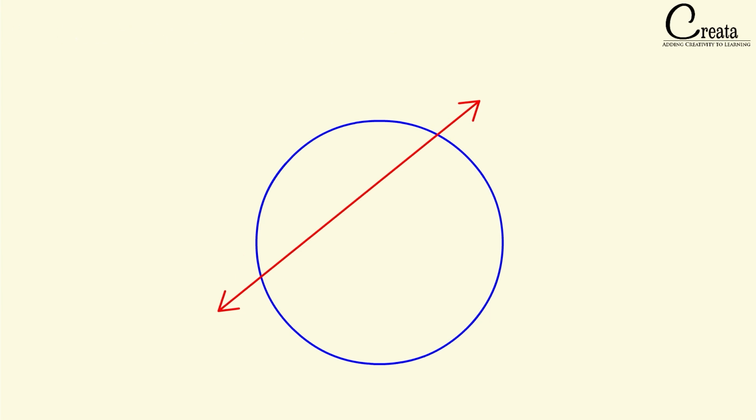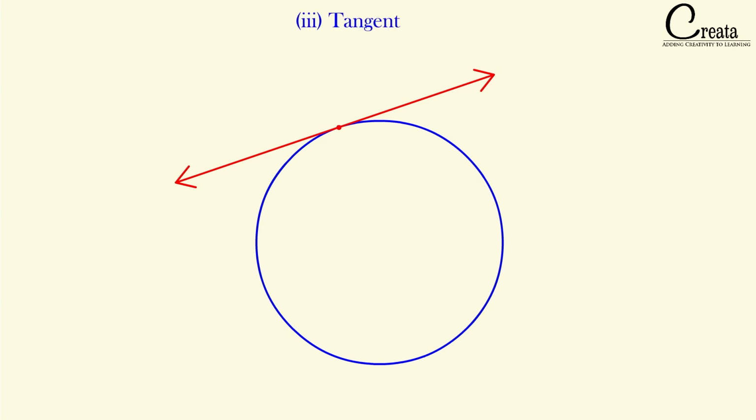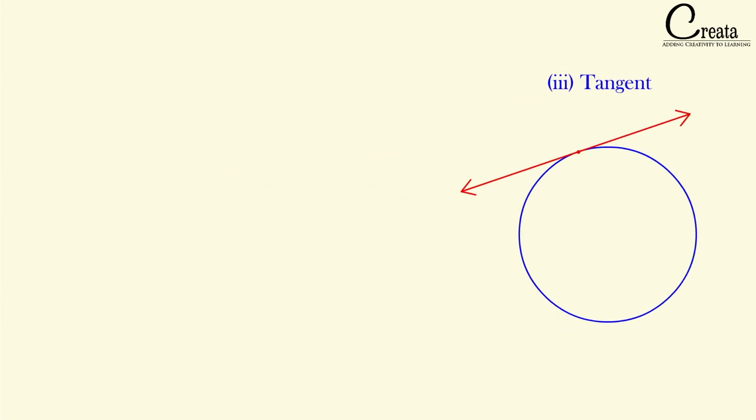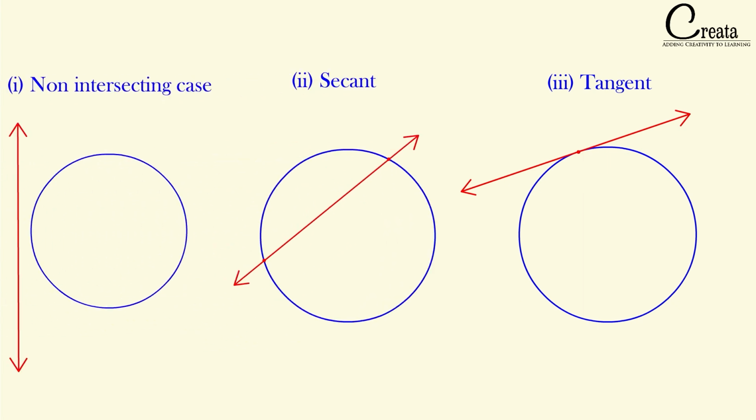Let's move the secant such that it just touches the circumference of the circle at only 1 point. This will be called the tangent. A tangent is touching the circle at only 1 point. A secant is touching the circle at 2 points. And the first case is non-intersecting, in which the line and the circle are not intersecting with each other.